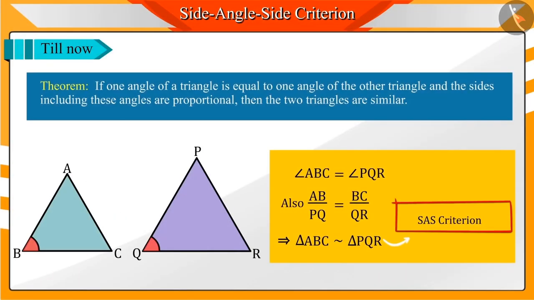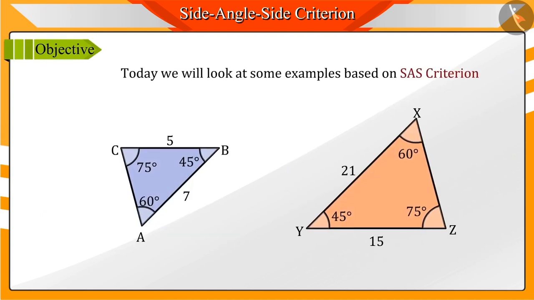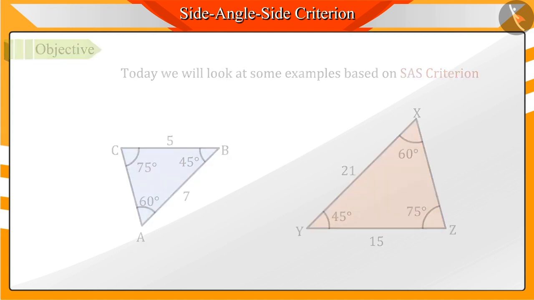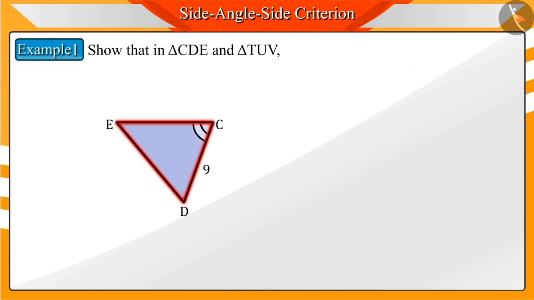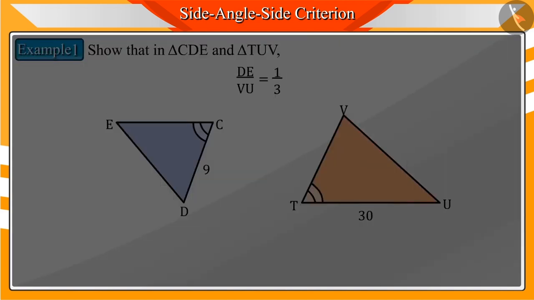In the previous video, we learned about the SAS criteria of similarity. Today, we will look at some examples based on this. Show that in triangles CDE and TUV, the proportion of sides DE and VU is 1 by 3. Pause the video to solve the question and match your answer.